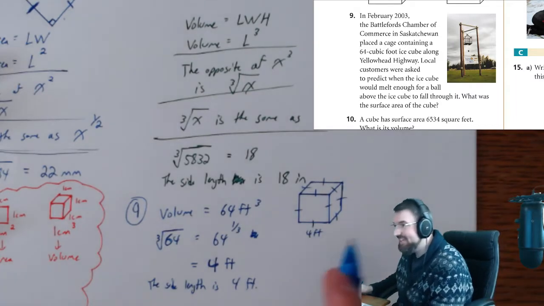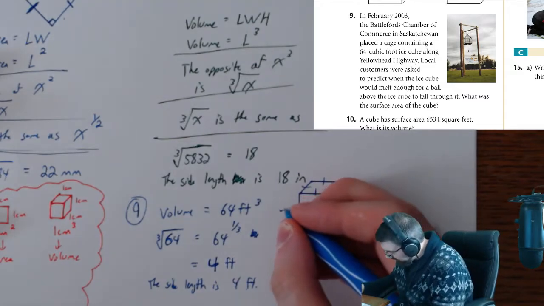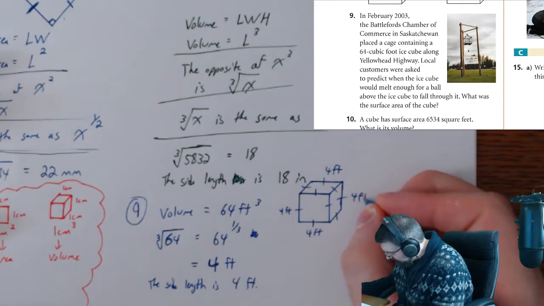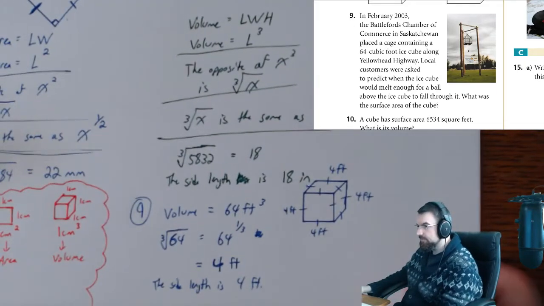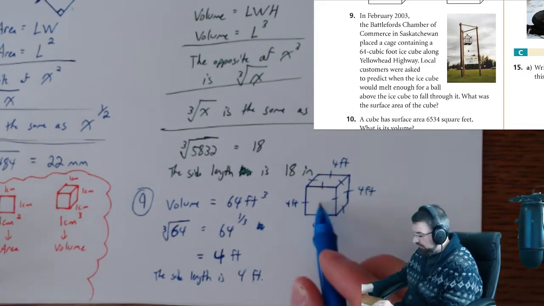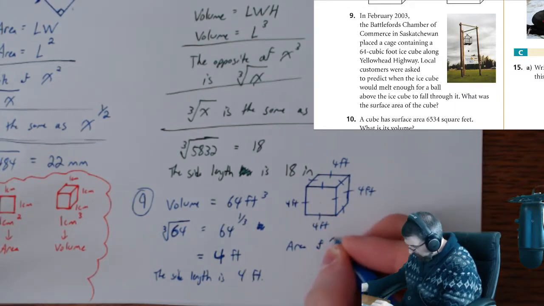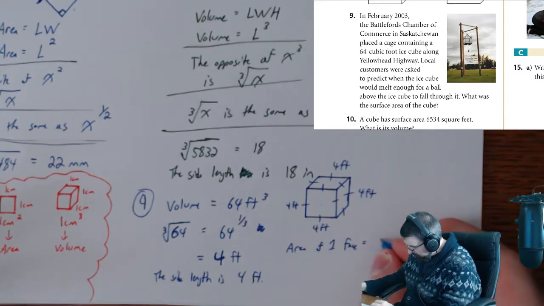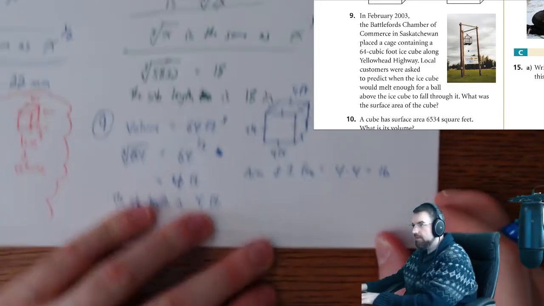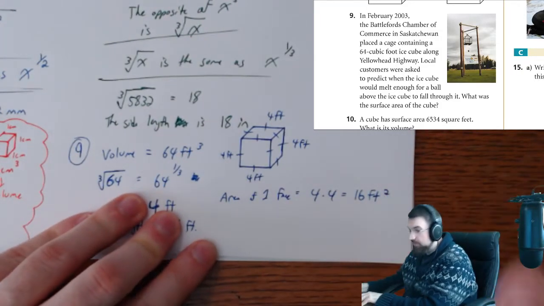4 feet. So each of these side lengths is 4 feet. This is why I'm drawing out this cube, to show you this is 4 feet, this is 4 feet, this is 4 feet, this is 4 feet, etc. Okay? But you're asked to find the surface area. Well, what's the area of this first face? The area of one face is going to be 4 times 4, which is going to be 16 square feet.